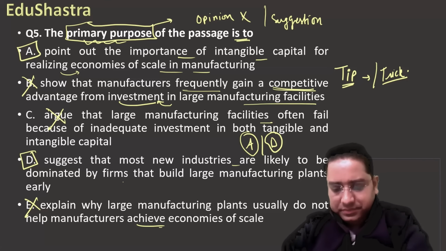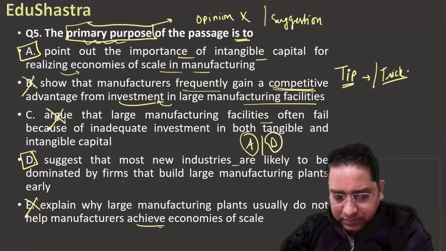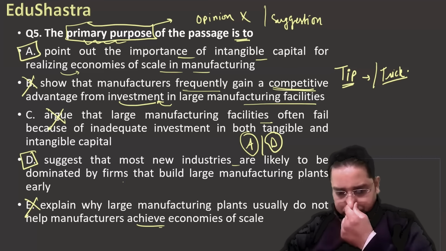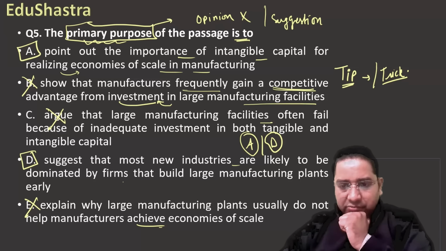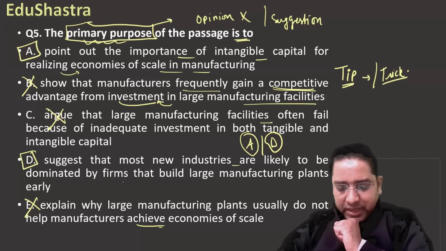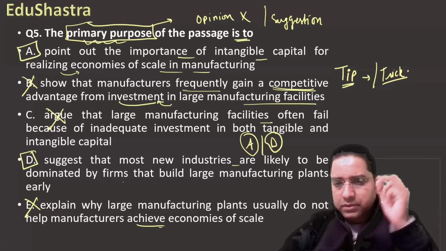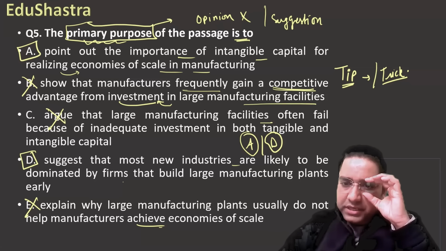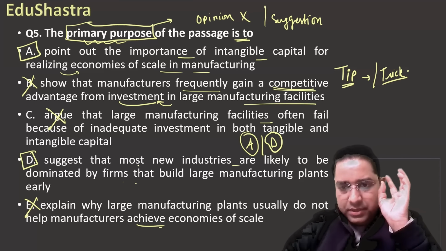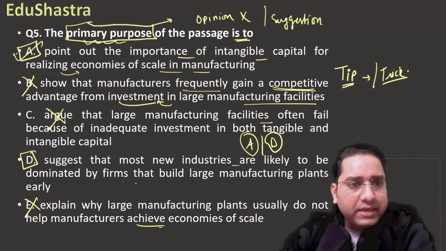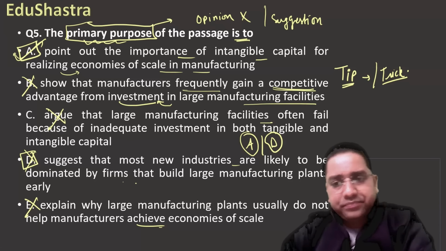Please answer. Which option you would go with? A or D? Yes, Varun, very good. Because D is being very, in an extreme way. So A is definitely a very good choice here.